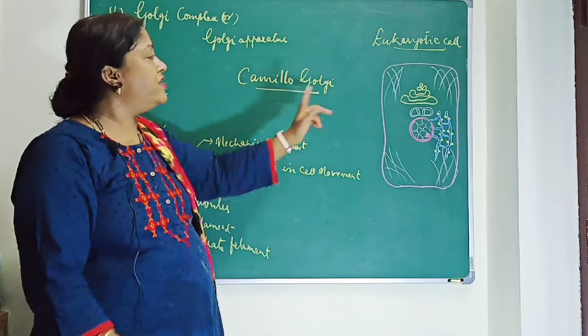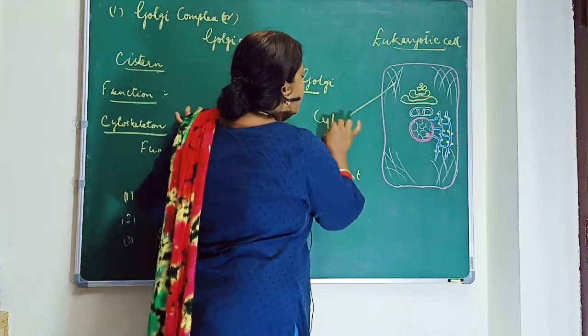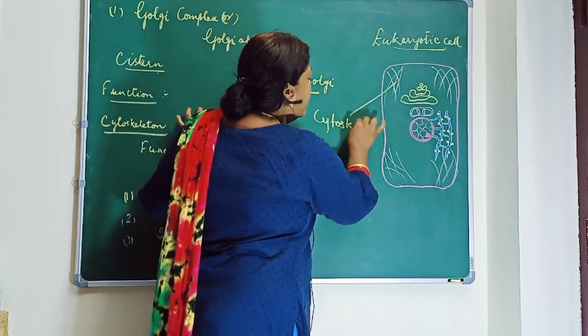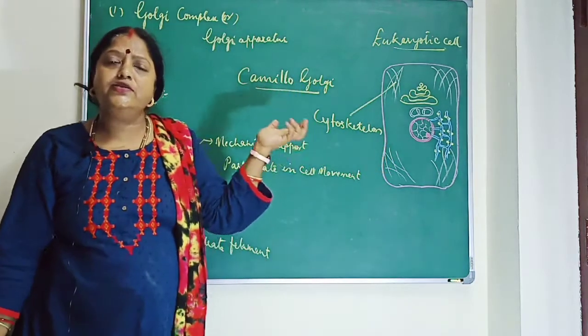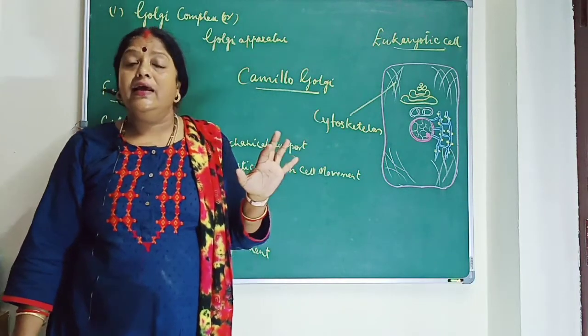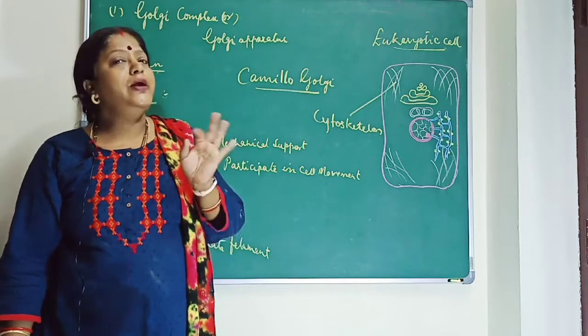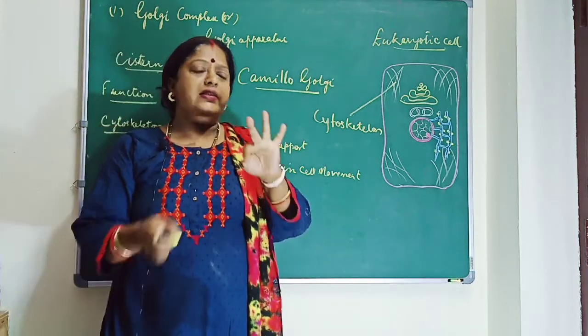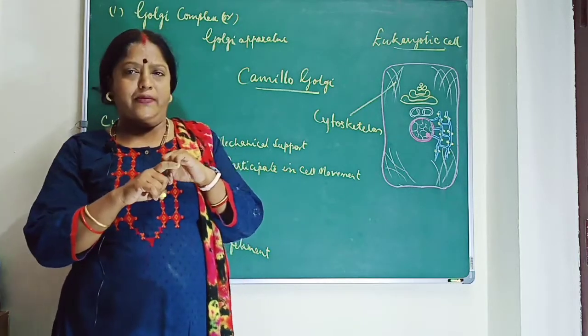So what are the functions of this cytoskeleton, children? This is called the cytoskeleton. What are the two functions? It gives mechanical support to the cell, and it also participates in cell movement. It is made up of three types of fibers, that is microtubules, microfilament and intermediate filaments.